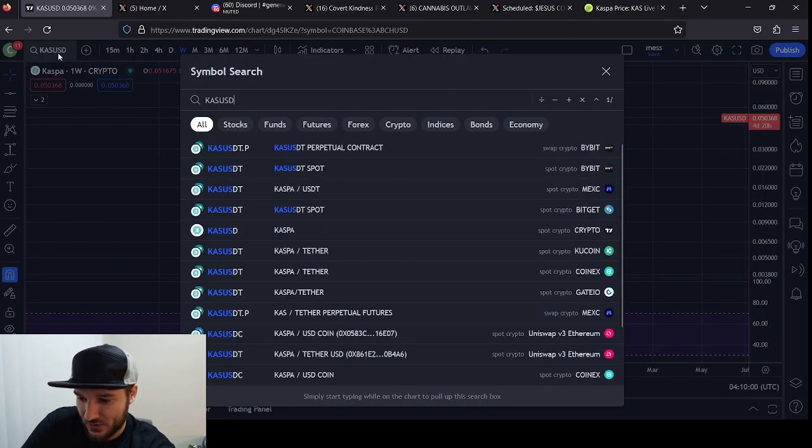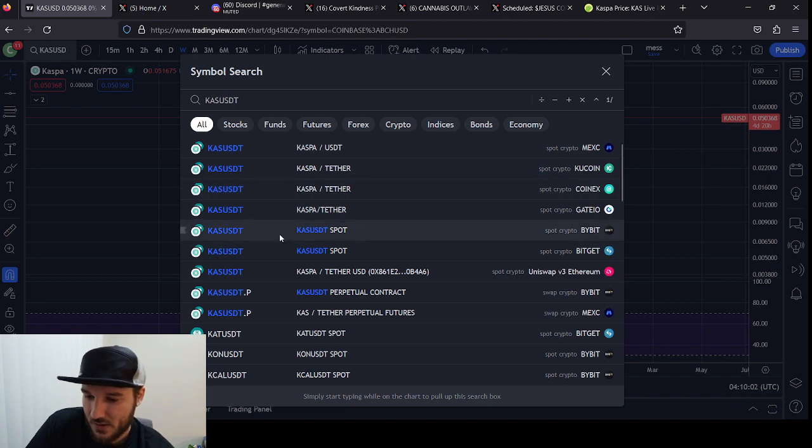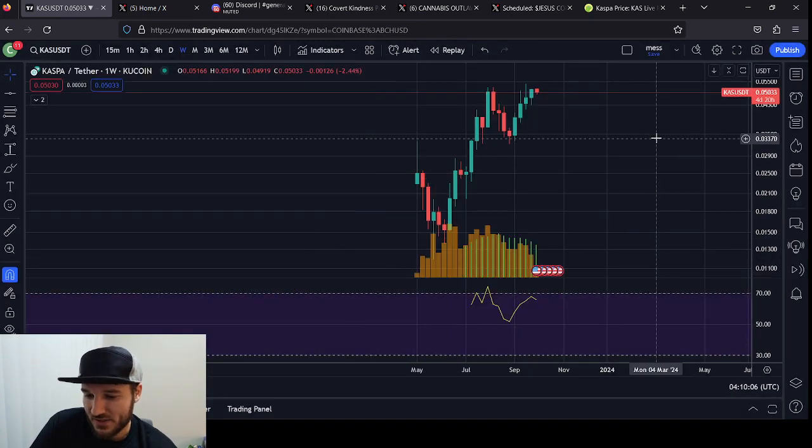I want to go on KAS USDT on KuCoin. It's not on Binance yet. It's not on Coinbase yet. It's not on Kraken yet. And this was something that Jojo was mentioning in the Discord, which is what happens when exchanges want to list them. Well, generally speaking, when an exchange lists a coin, that's not good for it.